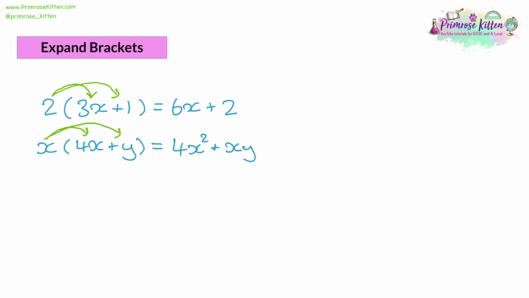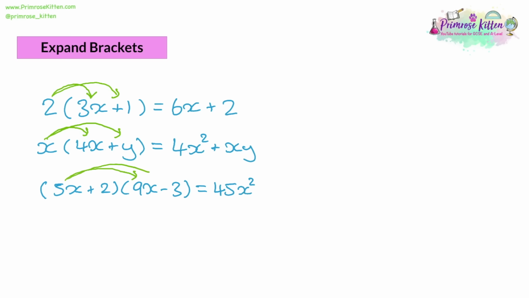Then you can have a quadratic expansion. So we might have something like 5x plus 2 and 9x minus 3. So again, multiply the terms together. 5x times 9x. Look at the numbers first. 5 times 9 is 45. Then look at the letters. X times x is x squared. So you can do them separately.